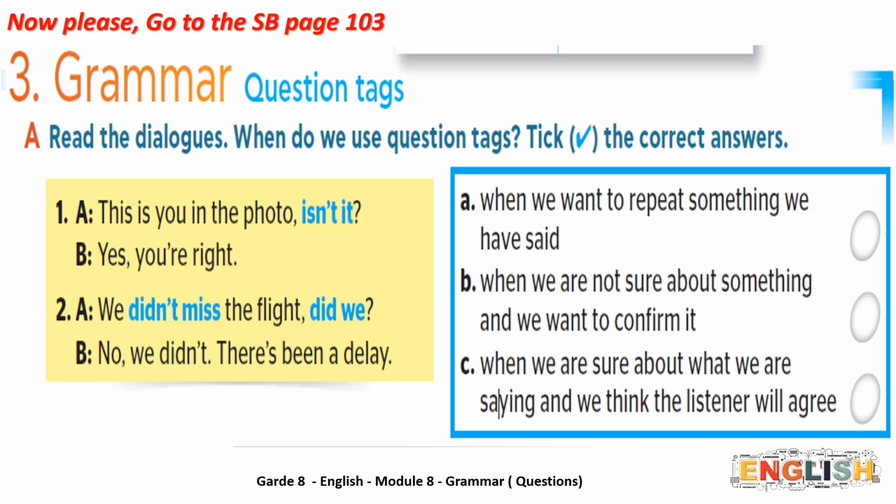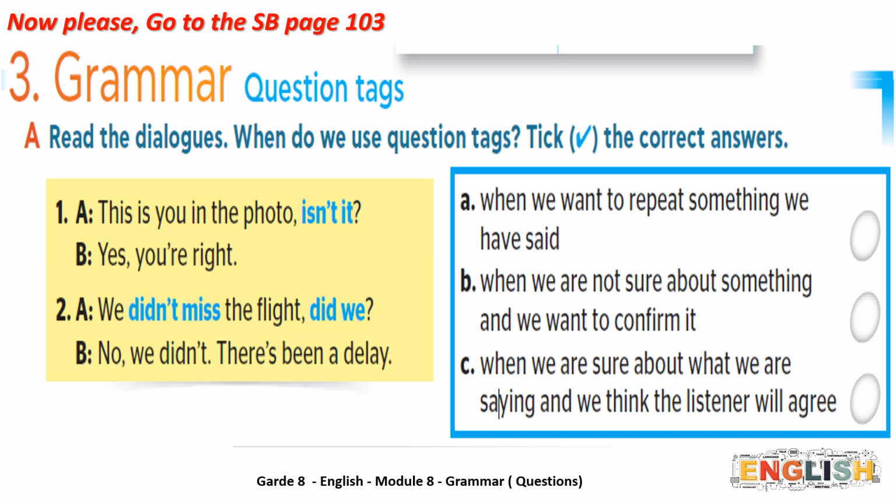1. A. This is you in the photo, isn't it? B. Yes, you are right. 2. A. We didn't miss the flight, did we? B. No, we didn't. There's been a delay.